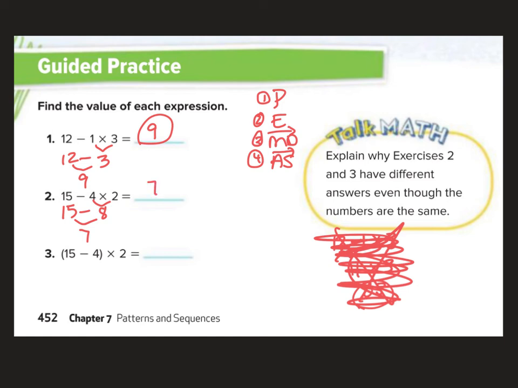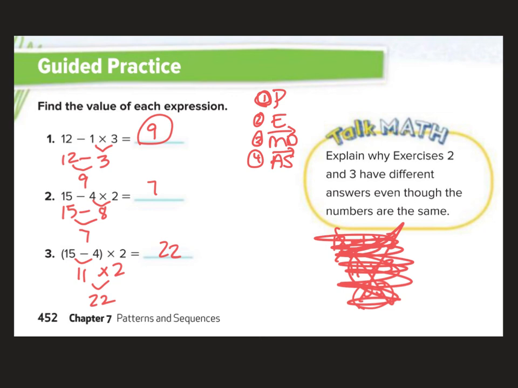The answer is 7. Last one, 15 minus 4. Well, we're going to do that first because it's got parentheses. 15 minus 4 is 11. Bring everything down. 11 times 2 is 22. So our answer to this one is 22.